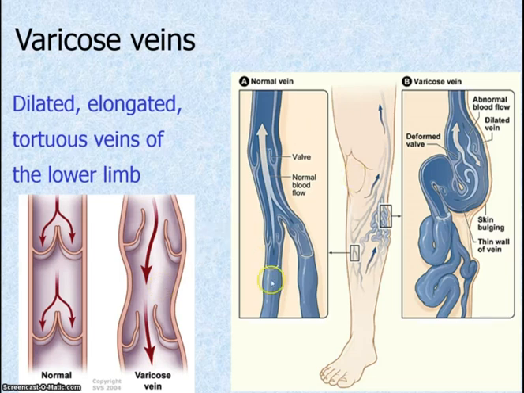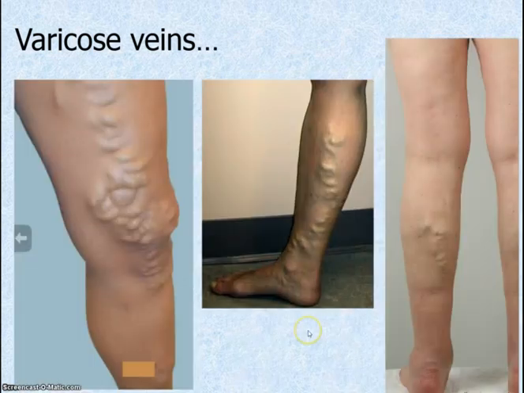You can see here a normal vein and a varicose vein. It's elongated, dilated, and tortuous. If you are asked to define a varicose vein, you need to use these three terms in your definition. Now in this patient, you can see there is varicosity in the distribution of the great saphenous vein on the medial aspect of the thigh, and here also you see a great saphenous vein varicosity. Now in this case, the third picture, you see varicose veins of the small saphenous vein.